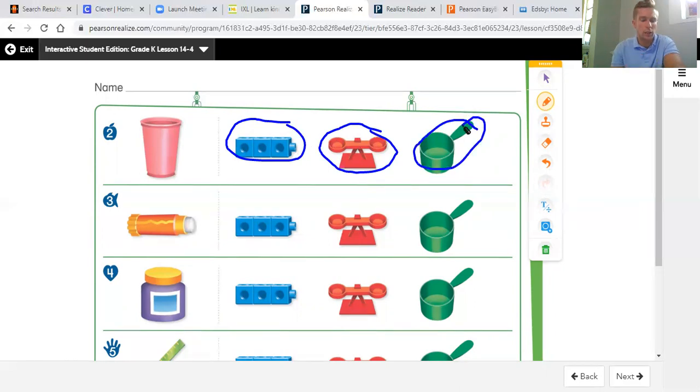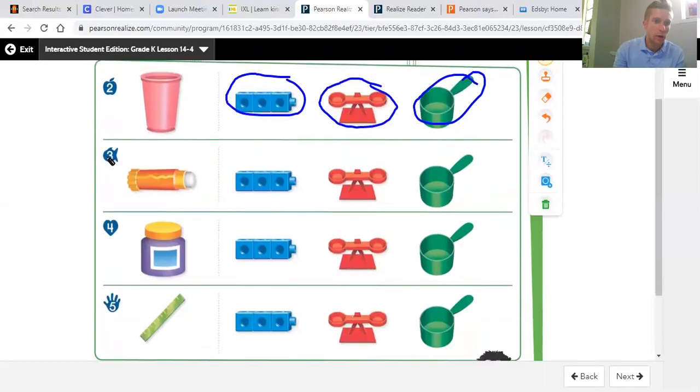All three of those things you can use to figure out the length of this cup, the height of this cup, how much the cup weighs, how much the cup holds. All three of those are measurable attributes that you can use, okay? Measurable attributes: height and length, weight, and capacity, right? How much it can hold.